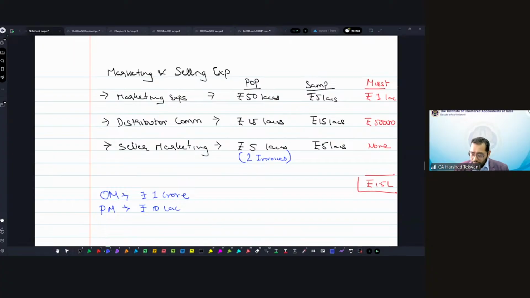In the first case, in marketing expenses, we drew the sample of 10% out of population of 50 lakhs. And the misstatement comes to 2% of the total population. In distribution commission, we drew 60% of the samples, and 2% is the misstatement there also. But my question remains the same. How are you going to say whether this is material or not material? What are you going to comment on this finally?